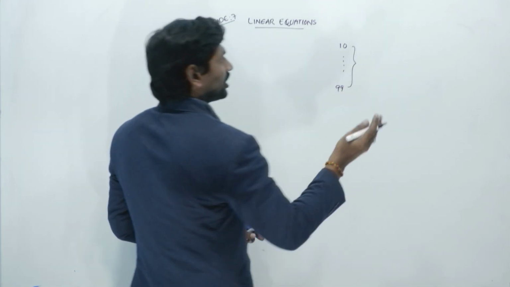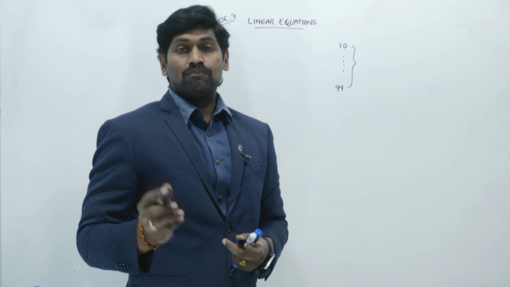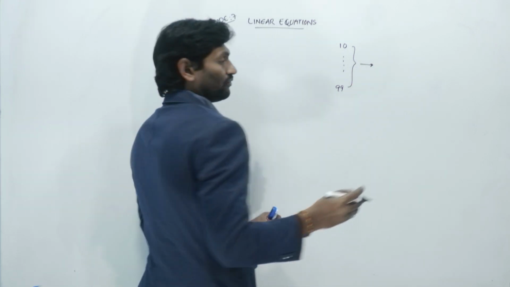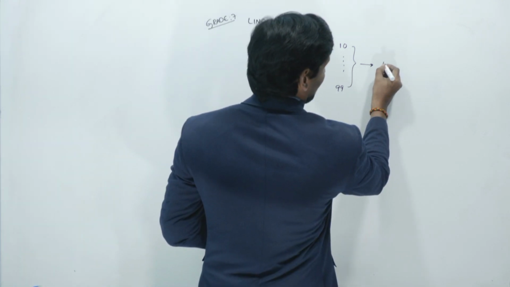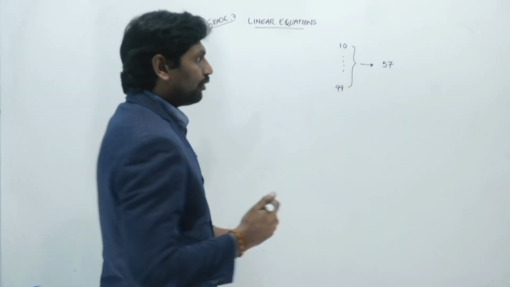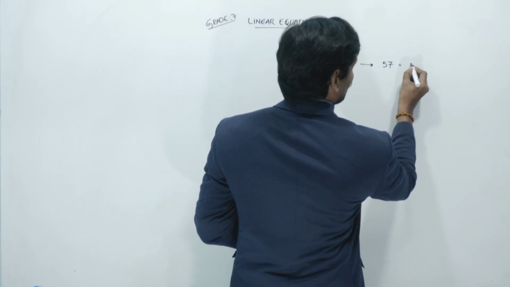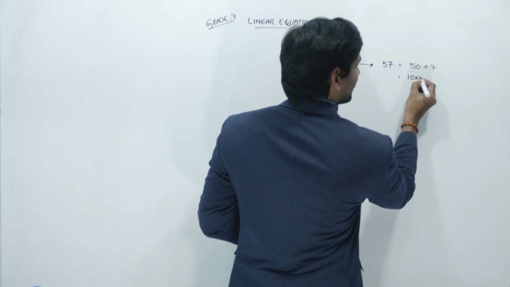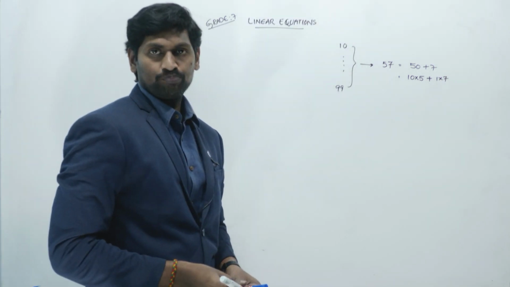In the question, any one of those numbers can be asked. But how do we represent a two-digit number with two variables? For example, take the number 57. How do we express 57? We can write it in expanded form: 50 plus 7, or simply 10 into tens place digit plus 1 into units place digit. Am I right?